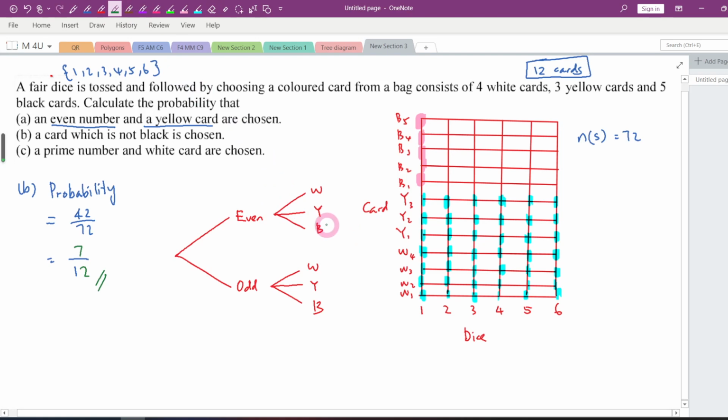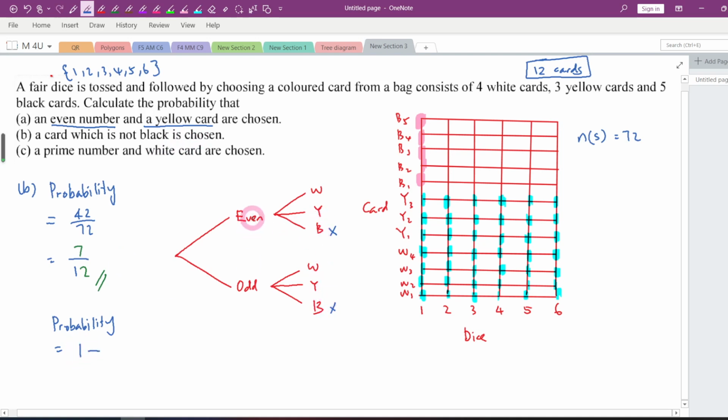Okay, not black color. Here, this 4. So you can find the probability of this 4, add up together. Or you can do it this way. I don't want this. This I don't want, this I don't want, right? Because the question is talking about not black is chosen, not a black card. So I will take 1 minus this 2.